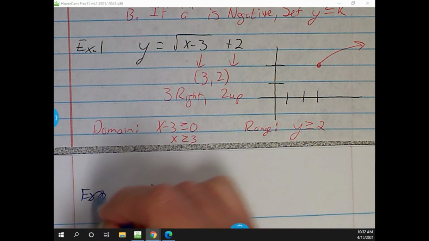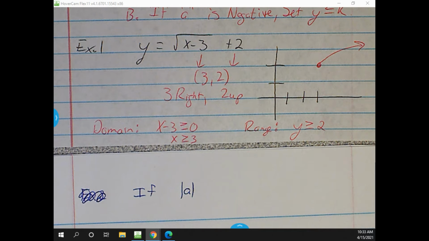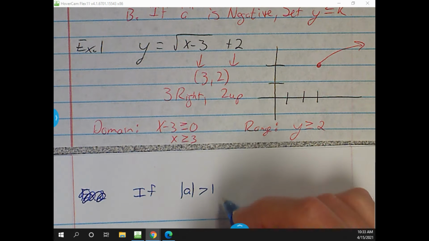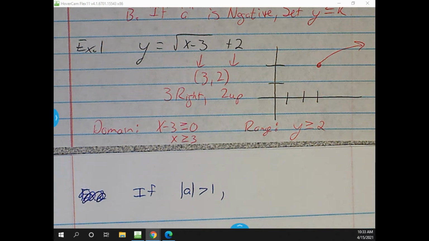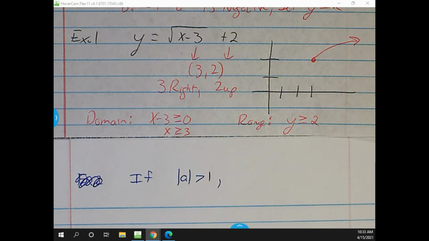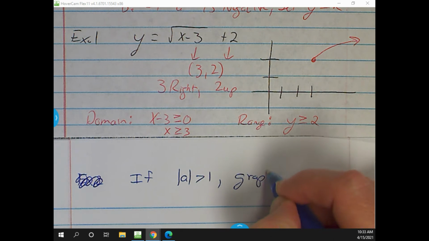Hang on before we do that. One other little thing to go with this one. If the absolute value of A is greater than 1, they'll talk about it later with some other examples, and they don't really mention it with this one so much, but when you're graphing some of these, the graph will be steeper.